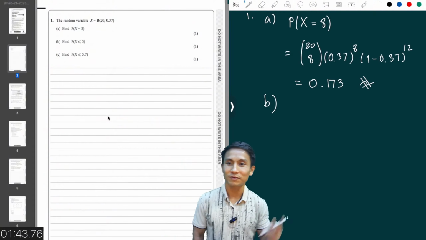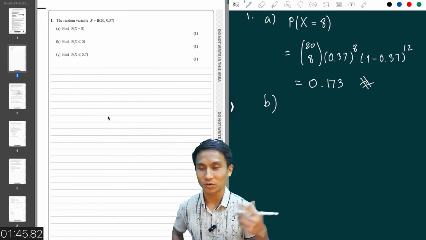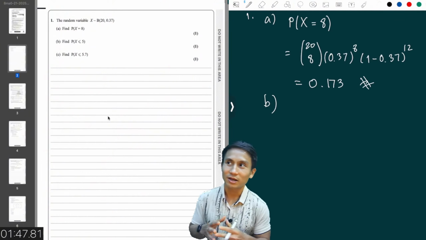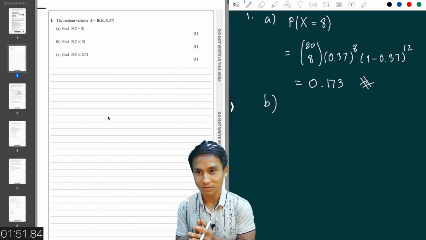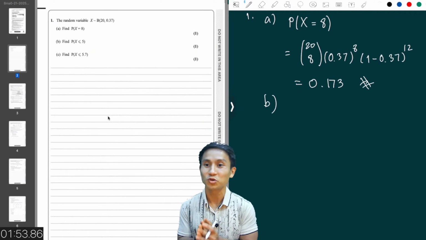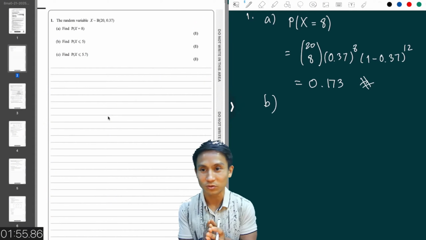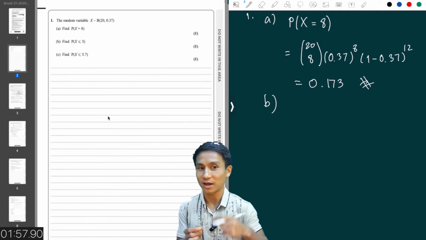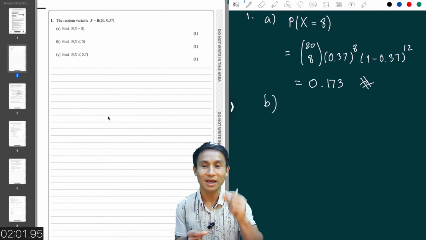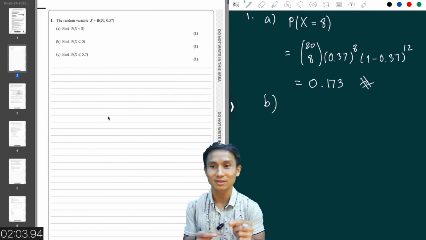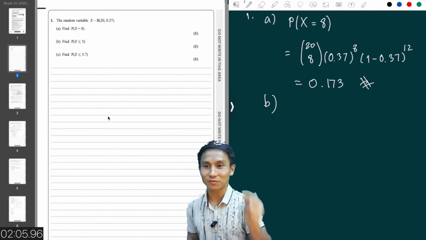Part B. Find the probability of X less than or equal to 5. Well, in your calculator, a scientific calculator, hopefully a graphing calculator, you should be able to do binomial CD there, and you're going to have to plug in n equals 20, probability of 0.37, and there is an x you need to plug in. Just try it, and in this case x is 5.